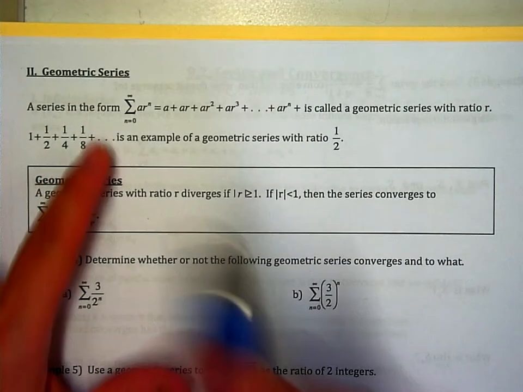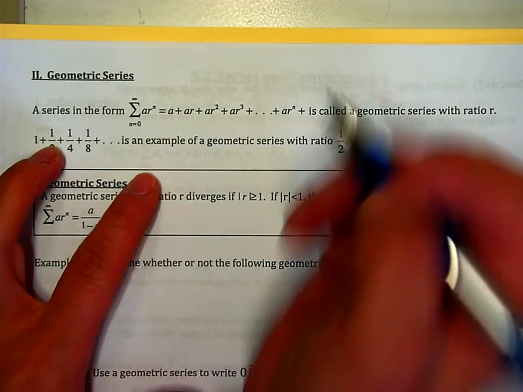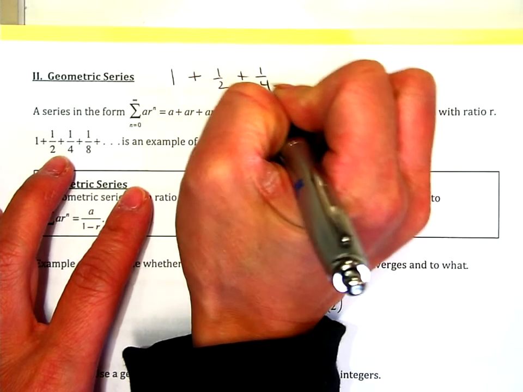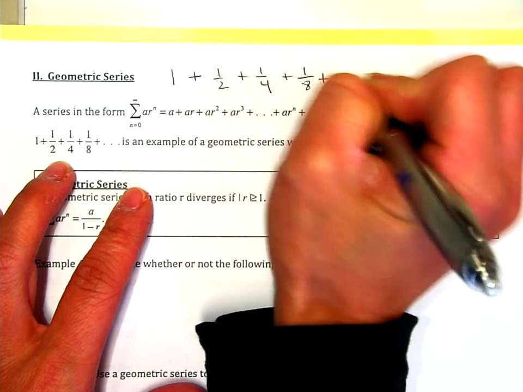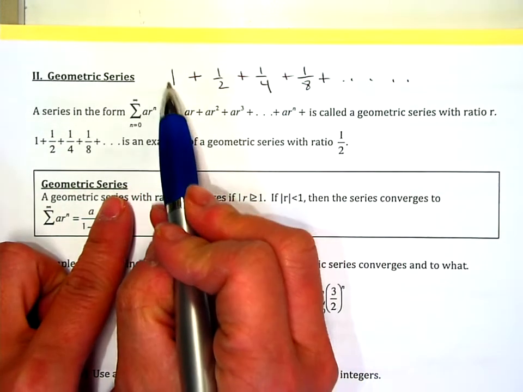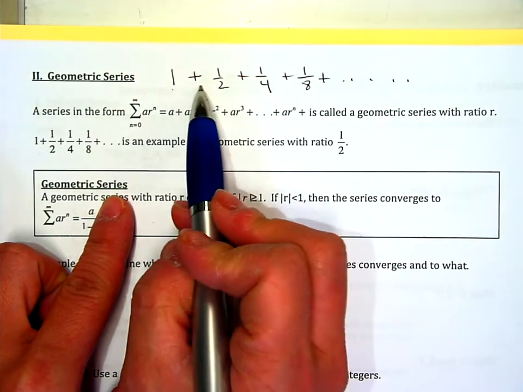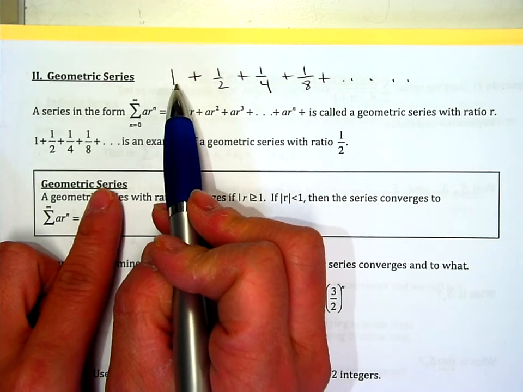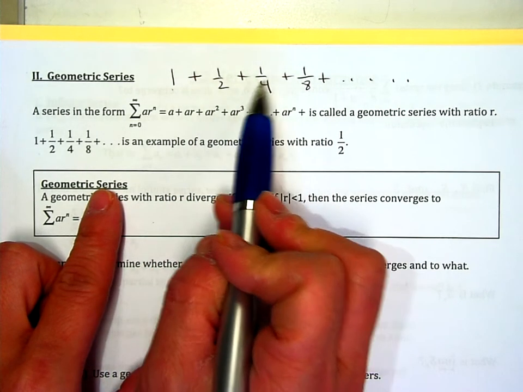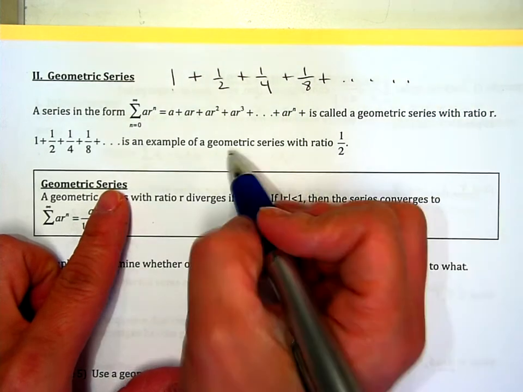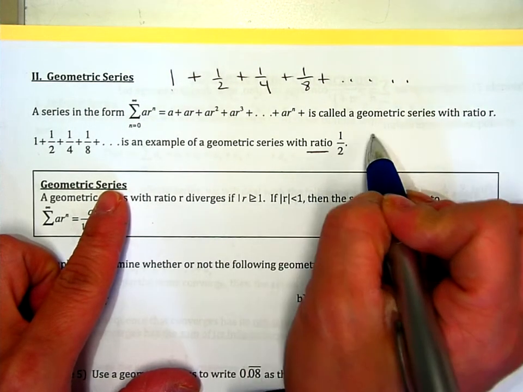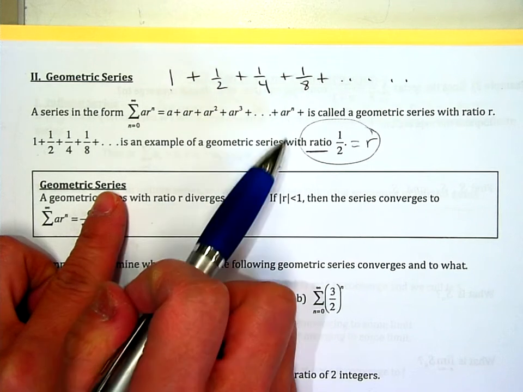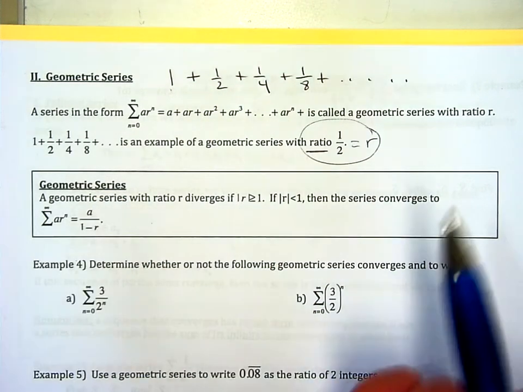So if you think about before what I mentioned, a geometric series is a series where you are adding up a list of numbers, but in order to get from the previous term to the next term, you are multiplying by the same number every single time. Notice in this particular case, you're multiplying by 1/2 to get to the next term. That 1/2 is called your ratio, and we're going to call that R. So in this particular example, our common ratio is 1/2, which we will call R.